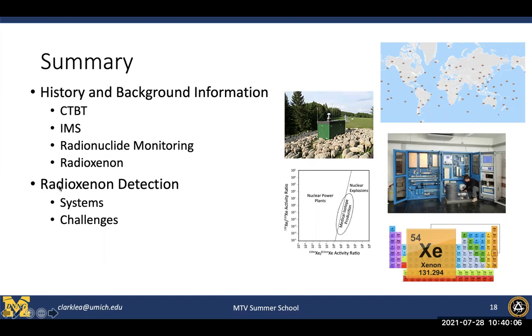I then discussed different radioxenon detection systems through gamma detectors, silicon, and beta-gamma coincidence measurements as well, and then the challenges that we see in differentiating between the different isotopes and the background information coming from power plants, for example, or medical isotope production.